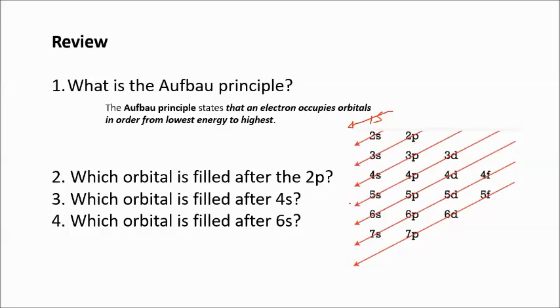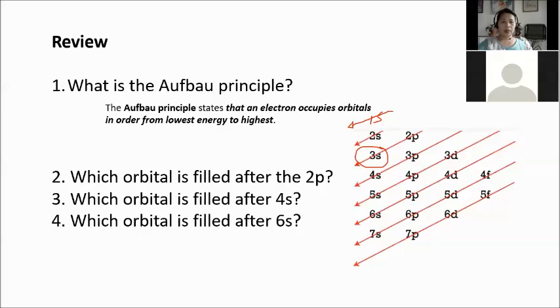Now, in number 2, which orbital is filled after the 2p? So after 2p, 3s is filled by the electron. In number 3, which orbital is filled after 4s? After 4s, we have 3d. So 4s comes first before 3d, because 4s has lower energy compared to 3d.